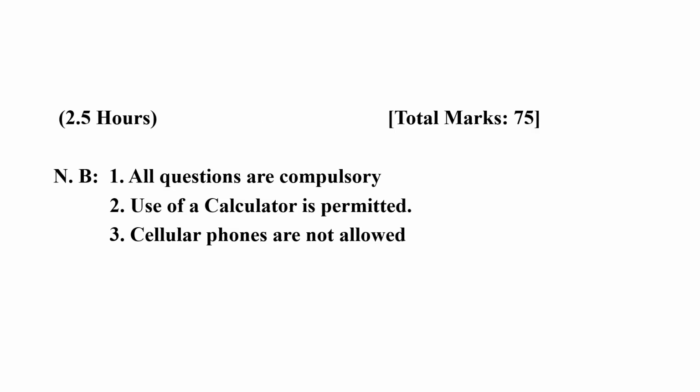Our paper is of 2.5 hours with a total marks of 75. The important notices that are given to you are all questions are compulsory, which means your paper has 5 questions. All 5 questions need to be answered. Each question is of 15 marks. So 15 into 5 will give you 75. Use of a calculator is permitted as you have the case study as well as the sums to be solved. However, cellular phones are not allowed.